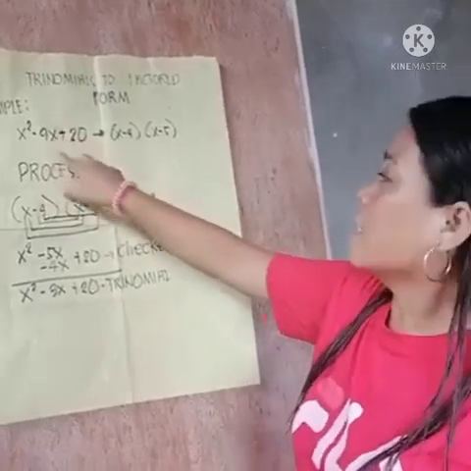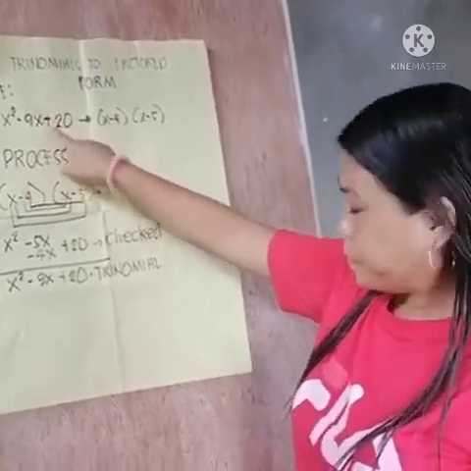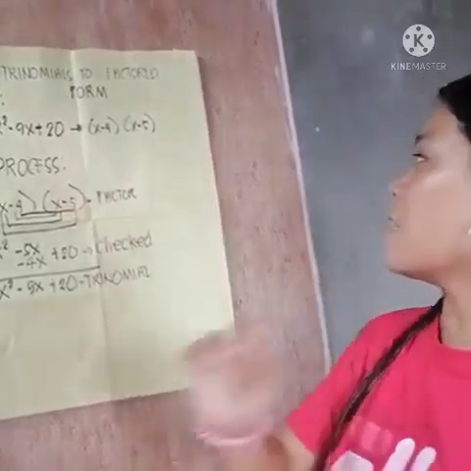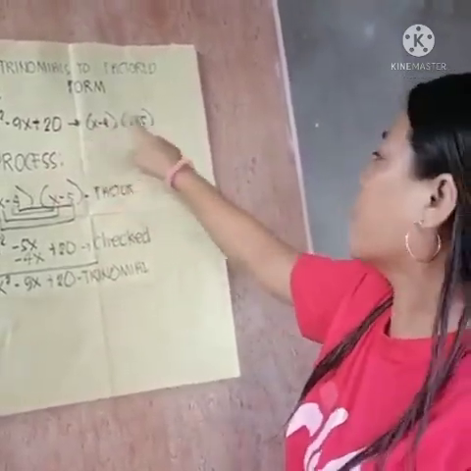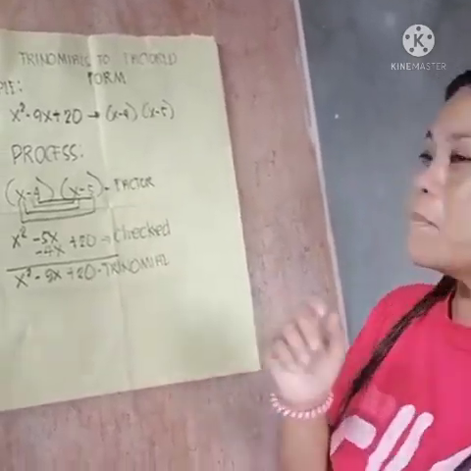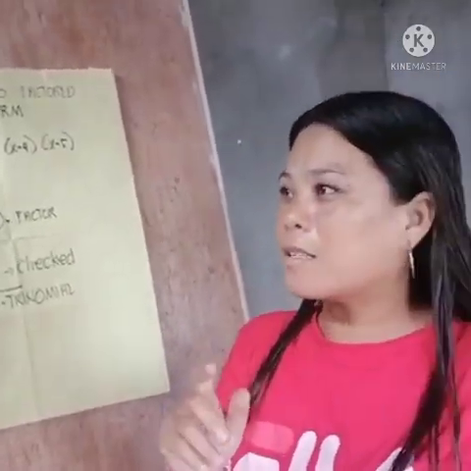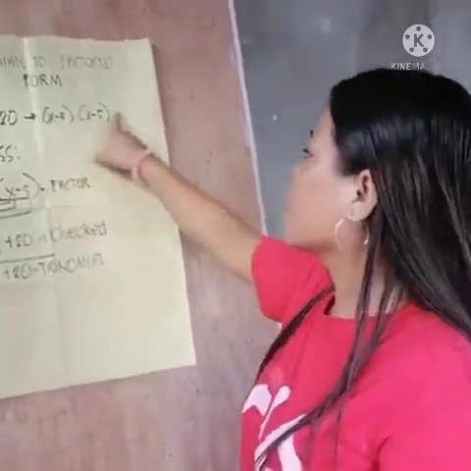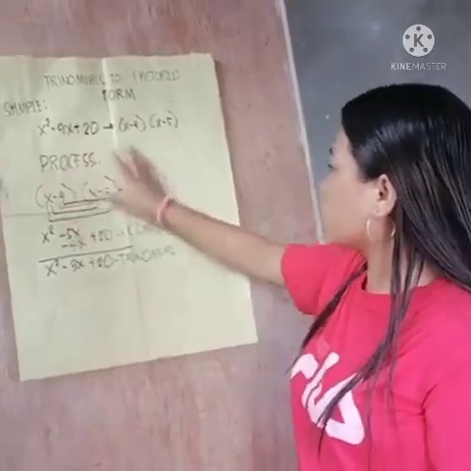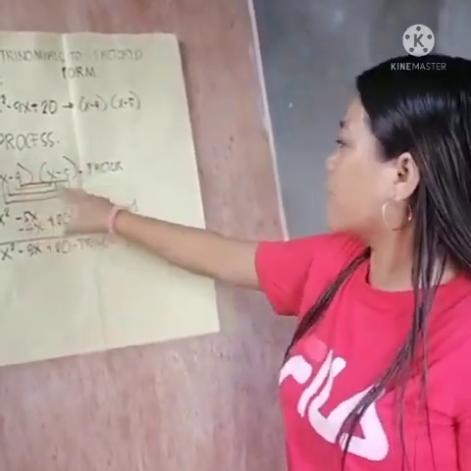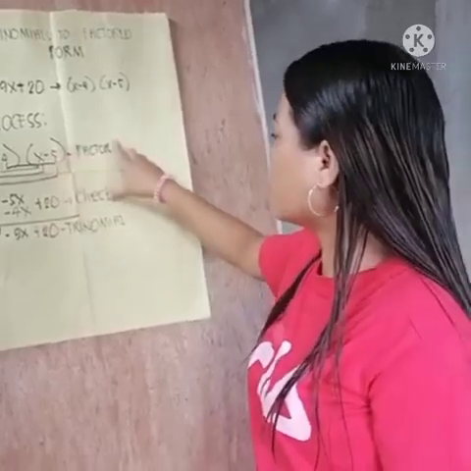So we have the positive sign here, so we have to use like signs, which is two negative signs. Remember the rules of multiplying signs. So first, x minus 4 and x minus 5. So this is the factor.